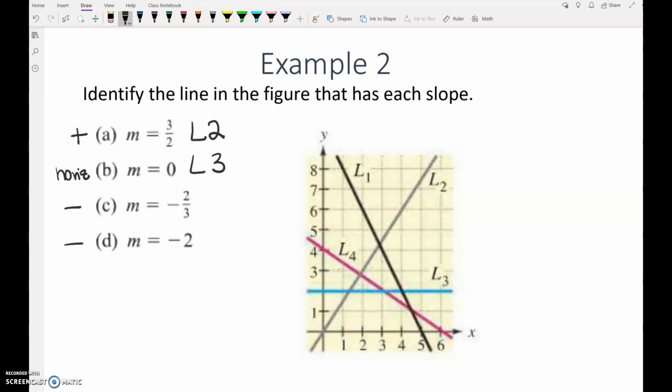-2 is going to be steeper than -2/3. So line 1 is -2, or you could check it down 2, right 1. And line 4 is down 2, right 3. That matches the slope of -2/3.